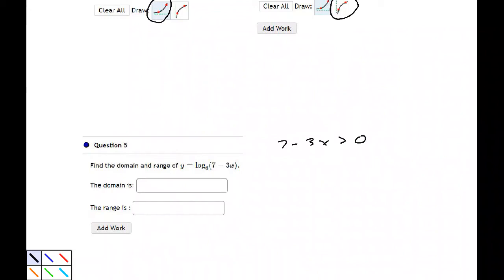Now I need to solve this and then determine the interval that's going to represent. So 7 minus 3x is greater than 0, so I will subtract 7, which means negative 3x is greater than negative 7. Dividing by negative 3 on both sides we see that x is less than a positive 7 over 3. Now it's less than because when we divide by a negative or multiply by a negative, the inequality sign switches. Now the interval that would represent x is less than 7 over 3 would be the interval (minus infinity, 7 over 3).